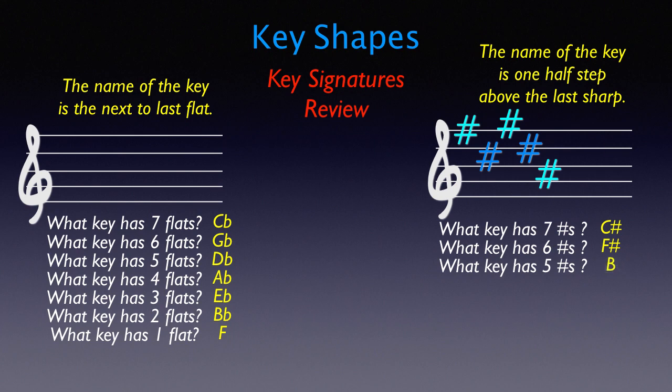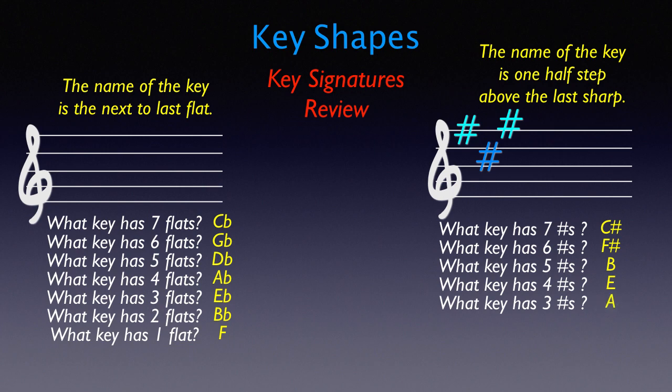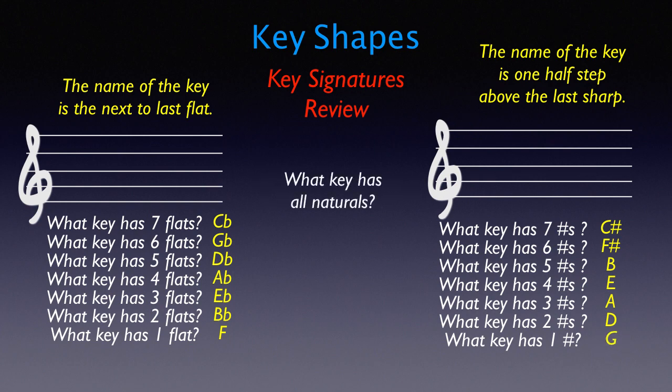B. A half step above the 4th sharp is? A half step above the 3rd sharp is? A half step above the 2nd sharp is? And a half step above the 1st sharp is? That's almost it. What key has all naturals? C major, of course. These are all the major keys.